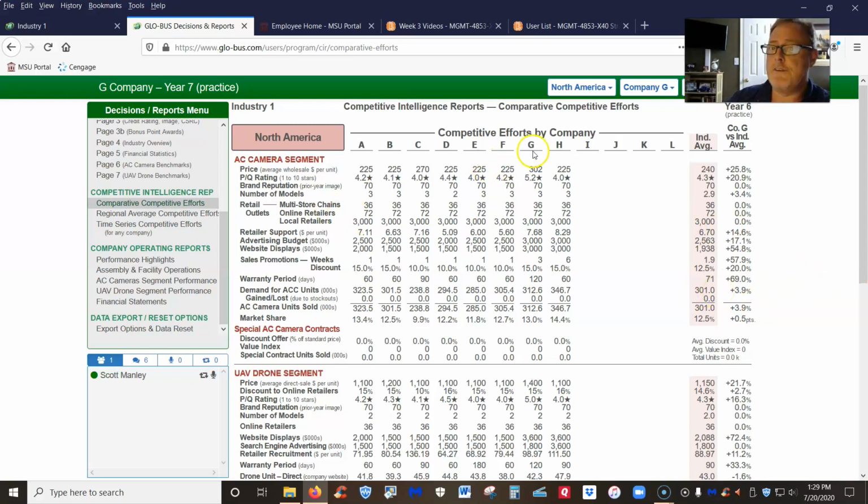So the best place to do that for a differentiation strategy is to look at the comparative competitive efforts. The differentiation strategy means to have the most differentiated product in the industry and to sell that product at a premium price. So I had a 5.2 star camera and sold it for $302. I had a 5-star drone and sold it for $1,400. That's in North America. You can look at each individual country if you like.